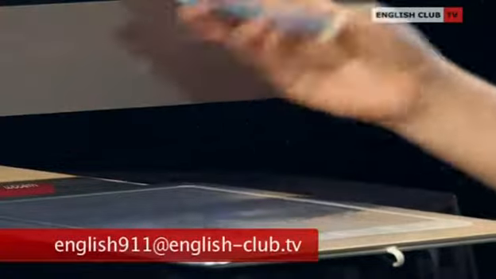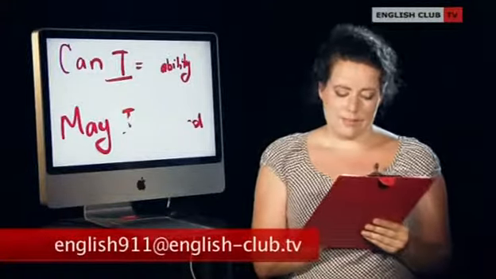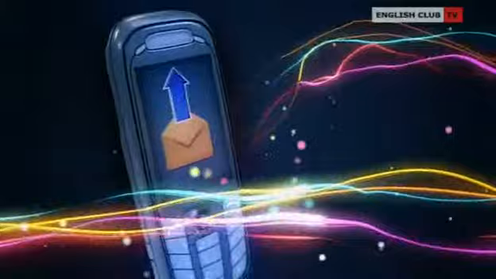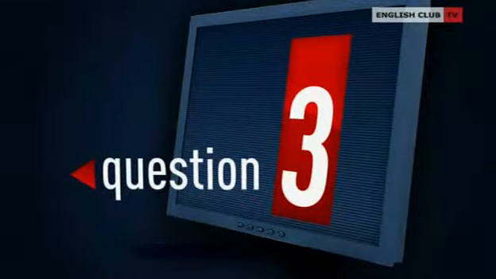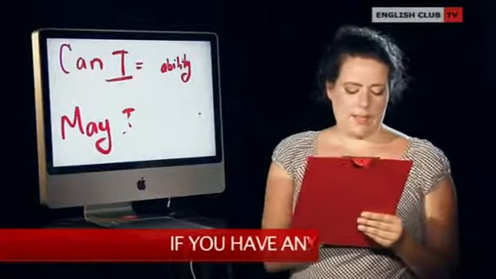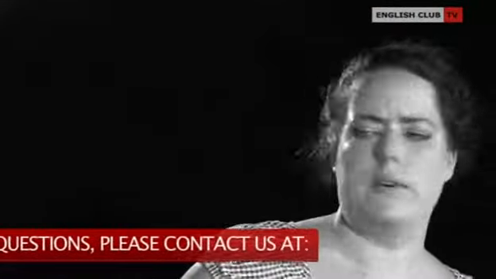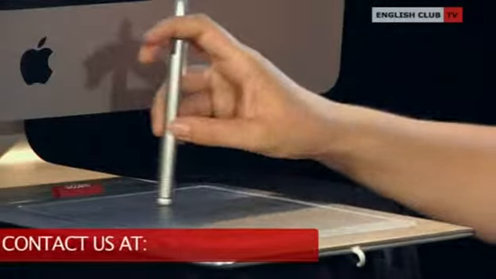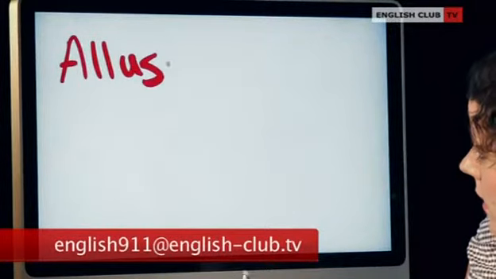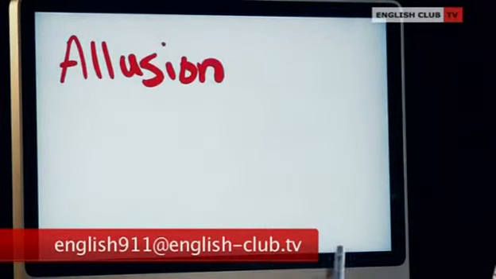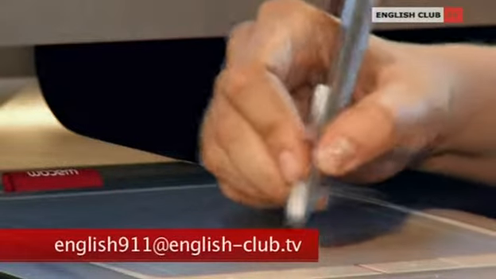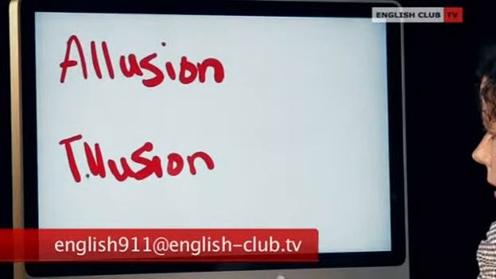And now our next question is from Kirill. And Kirill writes in, he says, what is the difference between, oh, let's clean off the board first so I can write the words up here. What is the difference between allusion, starting with an A, and illusion, starting with an I? There we go, illusion with an I.